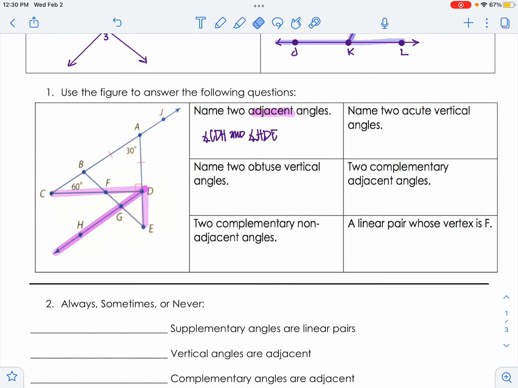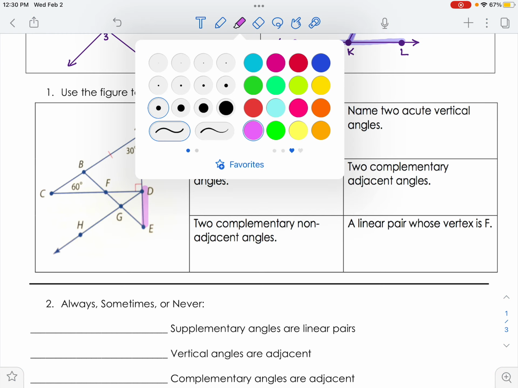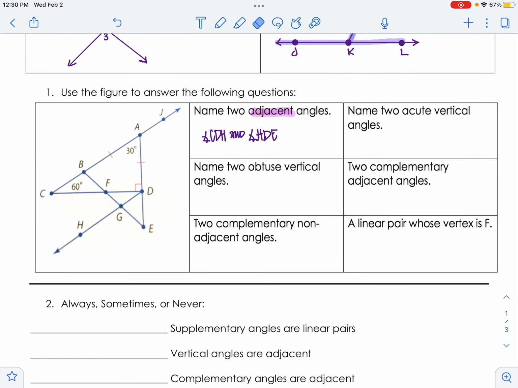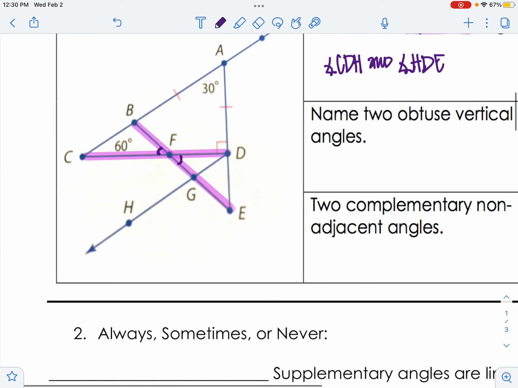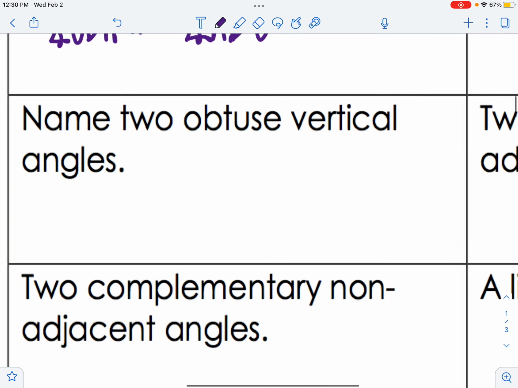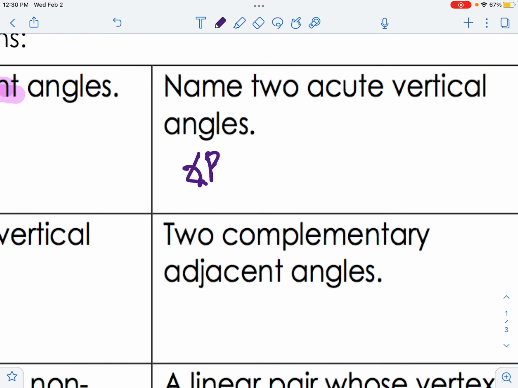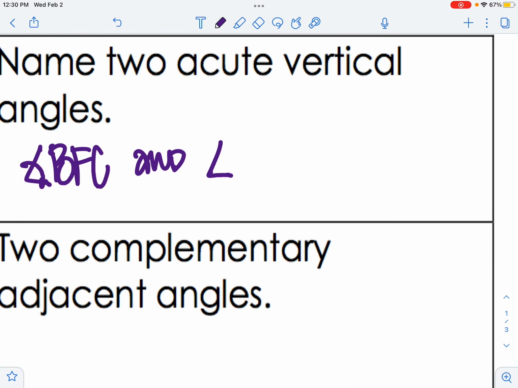Okay. All right, next one is two acute vertical angles. So if you remember what makes vertical angles is they are the intersecting lines, all right? And there's multiple answers to this one, but I'm going to go ahead and just highlight these two lines right here that are intersecting. And so I'm looking for acute vertical angles, right? So what I'm going to see here is this angle BFC, and then directly across from it is this angle DFE. So angle BFC and then the angle DFE.